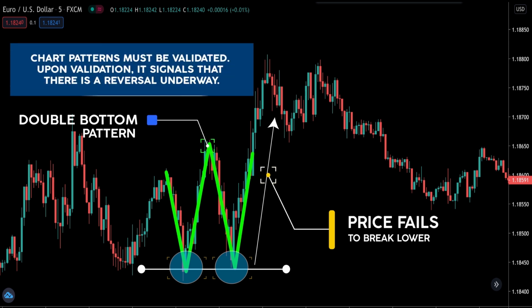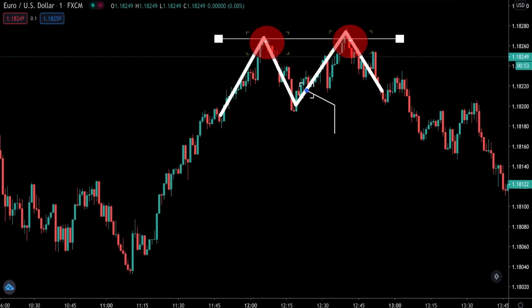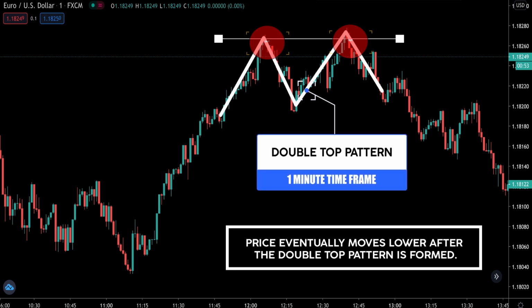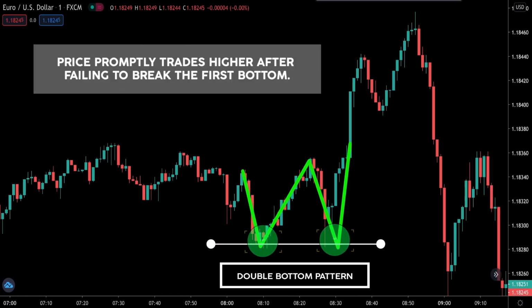Now, here's the thing about these chart patterns. They must be validated. Upon validation, it signals that there is a reversal underway. Here's an example of a double top pattern in the 1 minute time frame. You can see that price eventually moves lower after the double top pattern is formed. And over here, we see the double bottom pattern and price promptly trades higher after failing to break the first bottom.